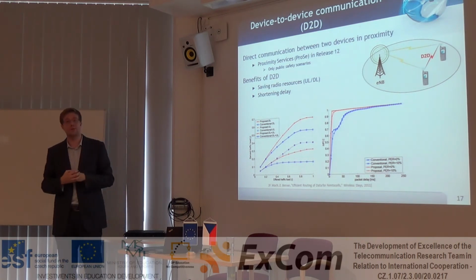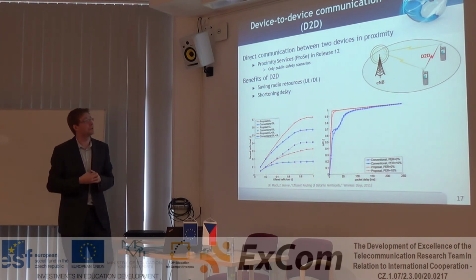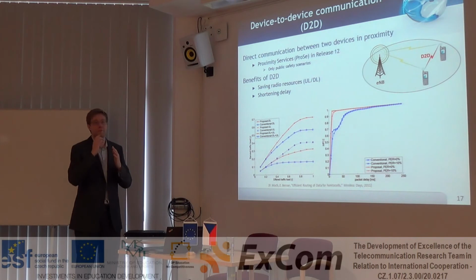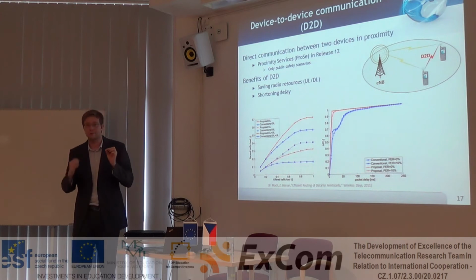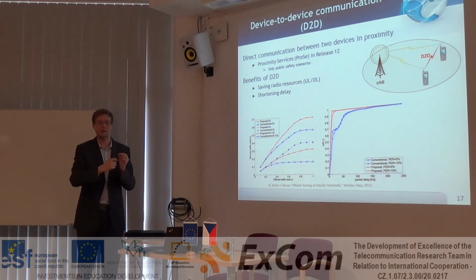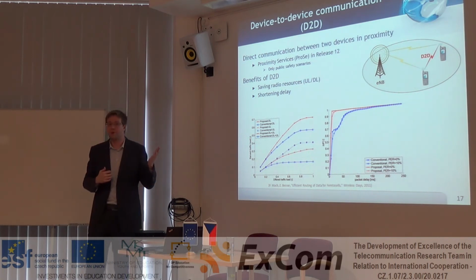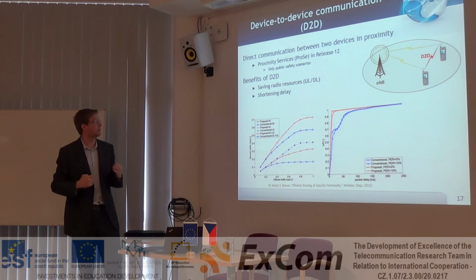But of course, operators are not very happy about this because they are losing part of control over the network. It's very hard to control interference. I will speak about it on the next slide. But there are clear benefits of device-to-device communication, especially in terms of saving radio resources, because you have just one hop in communication. In conventional communication, you need to transmit data in uplink and then in downlink. Here you have just one link. And also, packet delay might be much lower because you don't need to decode the signal again.